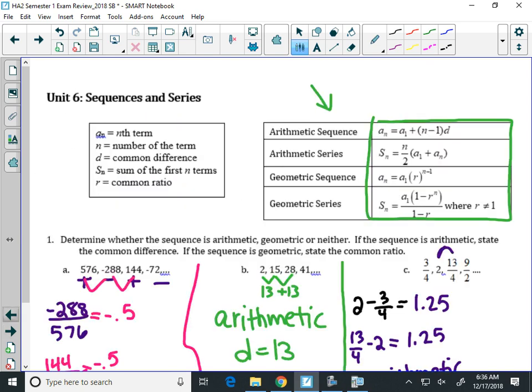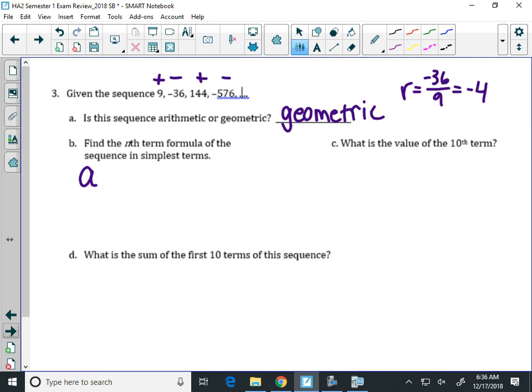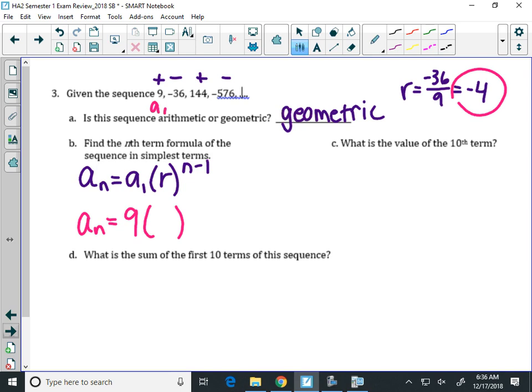Now to find the nth term formula, the formula is up here. I didn't put them on every page of the file here. But the a sub n formula is the first term times the common ratio to the n minus 1 power. Well, in this sequence, the first term is 9. So the formula is 9 times, we just found this r over here to be negative 4, to the n minus 1 power. That is the formula for this sequence.